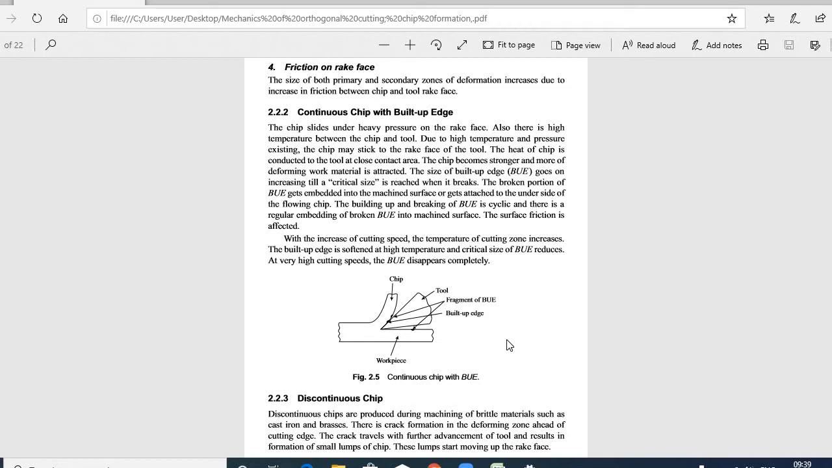With the increase of cutting speed, the temperature of the cutting zone increases. The built-up edge is softened at high temperature and the critical size of built-up edge reduces. Thus the built-up edge reduces. At very high cutting speed, built-up edge disappears completely.